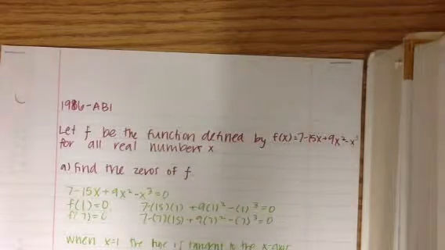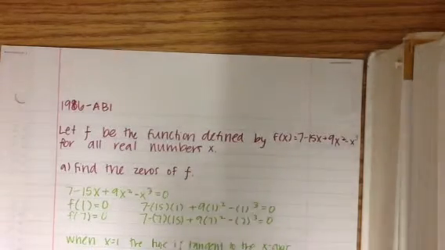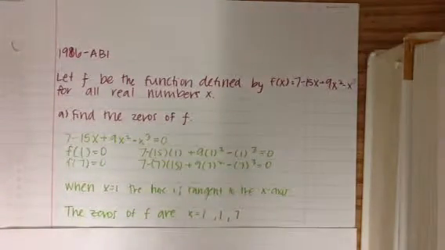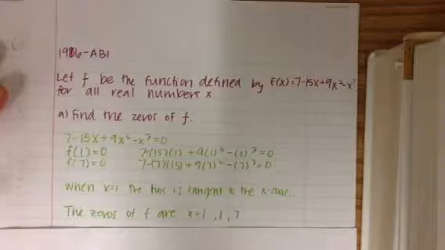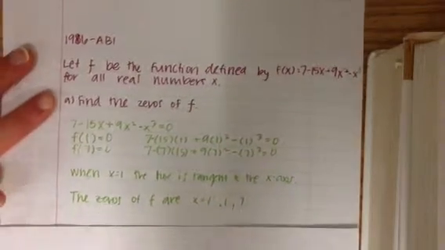When x equals 1, the line is tangent to the x-axis because it ends up being positive on both sides of 1, so it just touches it twice, basically. Therefore, the zeros of f are x equals 1, 1, and 7, and you include 1 twice because the line just touches, it doesn't go through the x-axis.